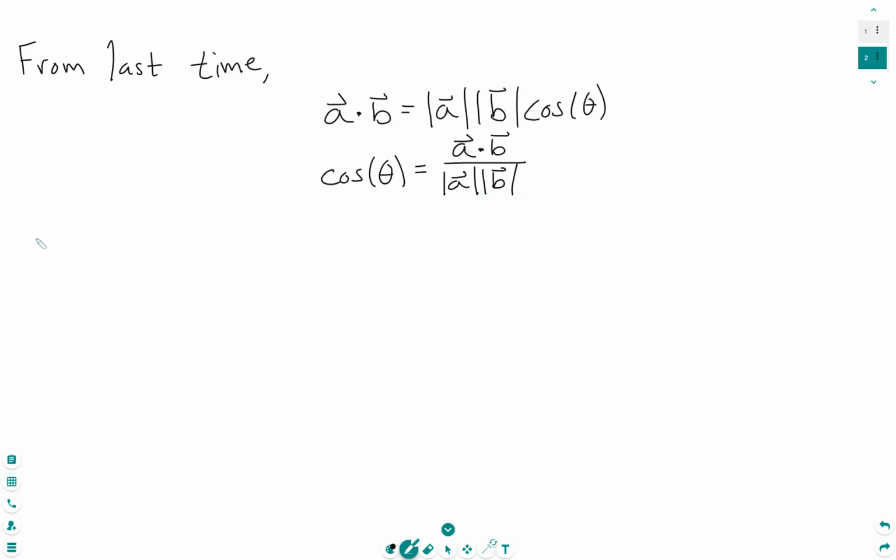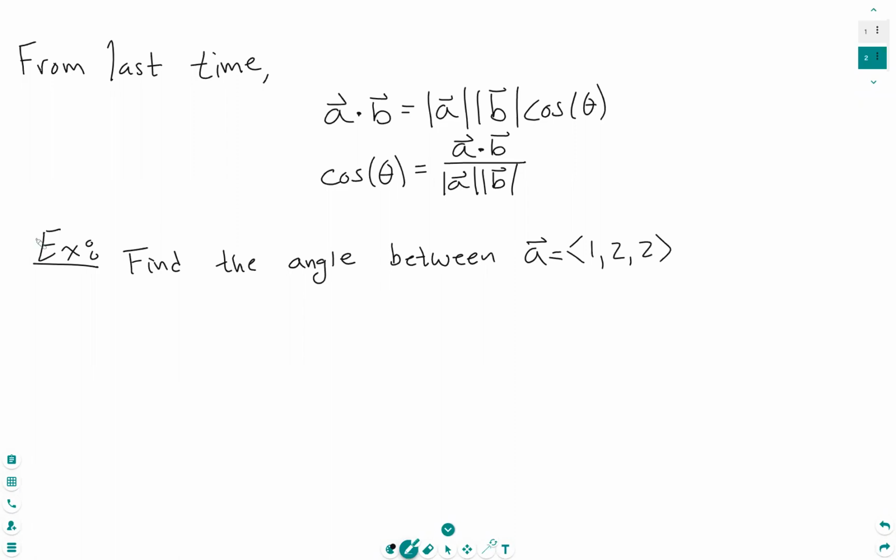So now let's do an example. We're going to find the angle between this A vector, which will be 1, 2, 2, and a second vector we'll call B, which is 3, -1, 2. Okay, so I can use the above formula that I've got here for cosine theta, but notice that we're going to need both the magnitudes of the vectors as well as the dot product. So let's go ahead and find those.